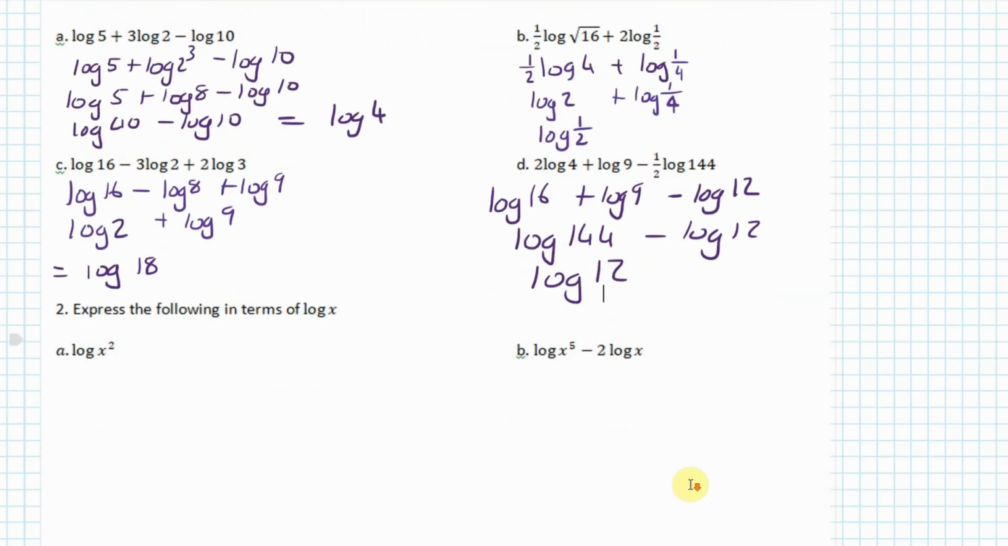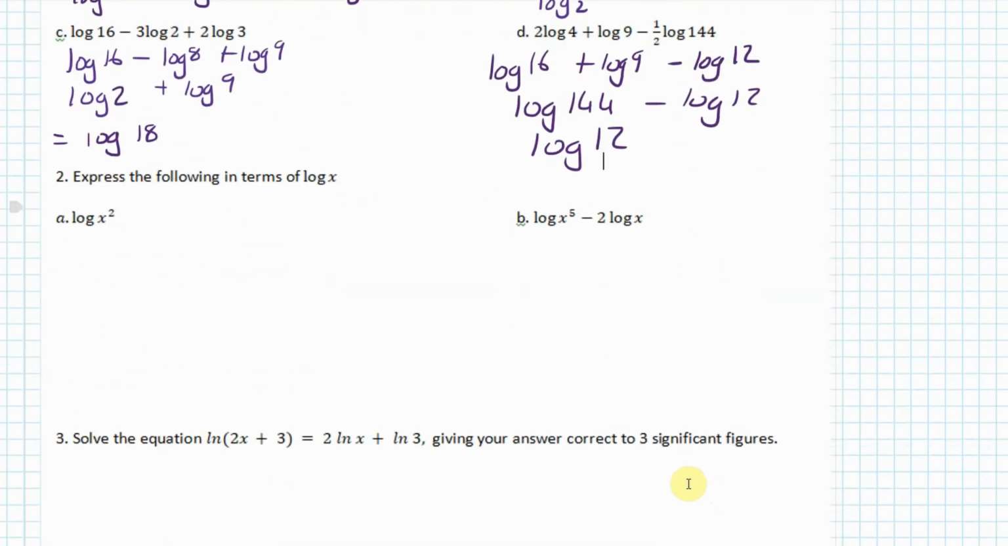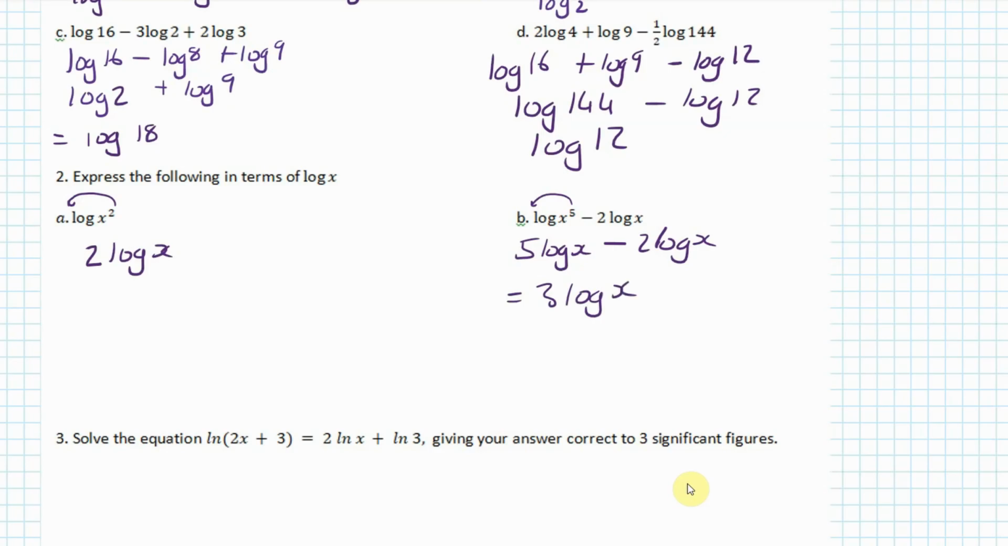Okay, so moving on, for this next one here, we're expressing in terms of log x. Okay, well, that's basically 2 log x, okay, using our log rule. So that squared can go in front there. This next one, I could write it as 5 log x, using the same thing, right, 5 log x, minus 2 log x, and we can simplify that to 3 log x. Okay, brilliant.